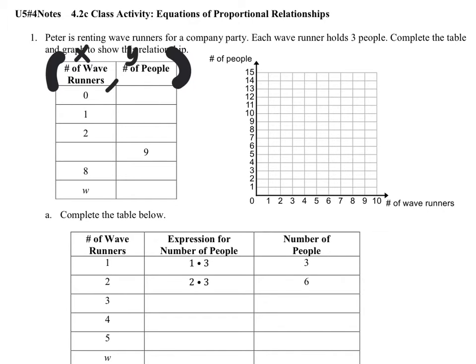Alright, so let's look at these. Peter's renting wave runners for a company party. Each wave runner holds 3 people. Complete the table and graph to show this relationship.